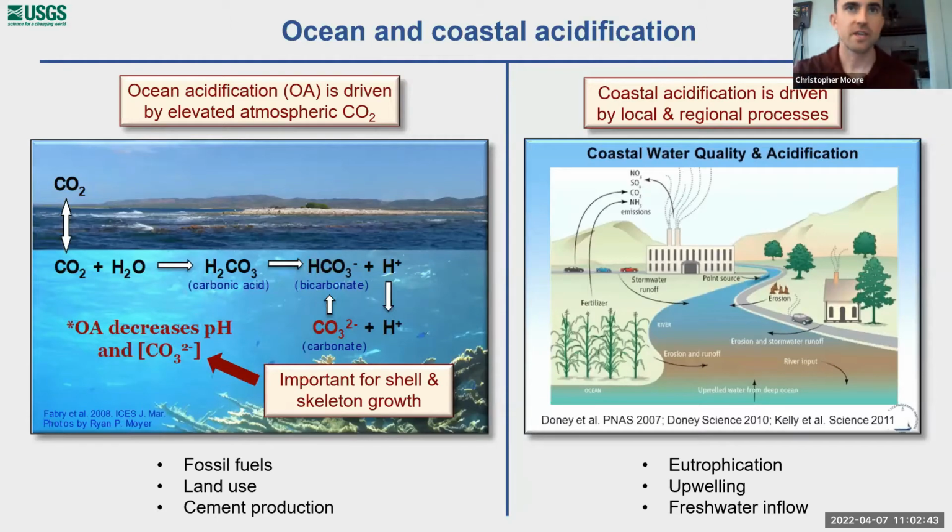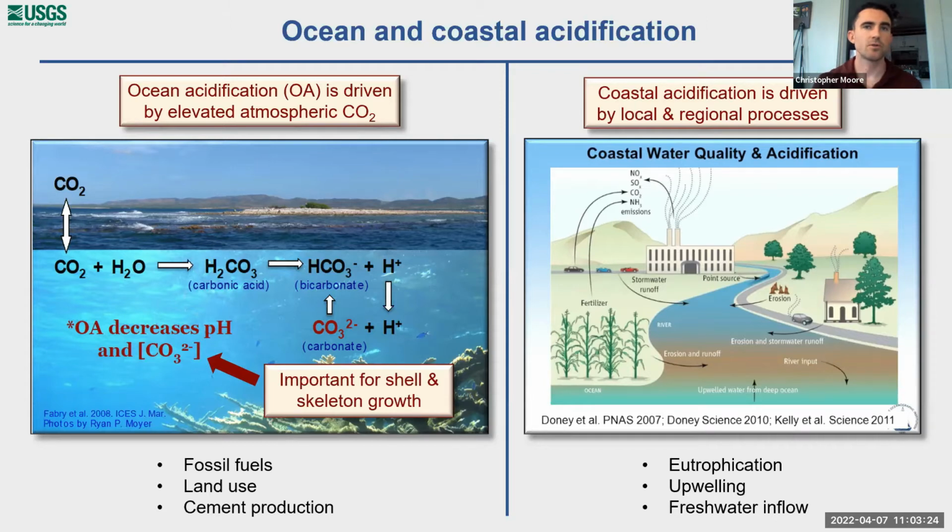Ocean acidification is a global problem driven by elevated atmospheric CO2 due to the burning of fossil fuels, land use practices, and cement production, and is therefore very difficult to manage on a local level. It occurs as excess CO2 in the atmosphere is absorbed at the surface of the ocean, where it combines with water to create a weak, naturally occurring acid called carbonic acid. This acid decreases water pH and reduces the concentration of carbonate ions, which are important building blocks for shellfish and corals to make their shells and skeletons. So we refer to these chemical reactions you see here as carbonate chemistry.